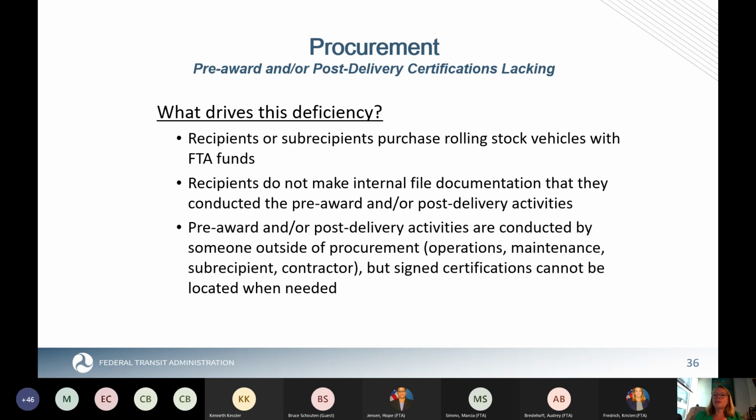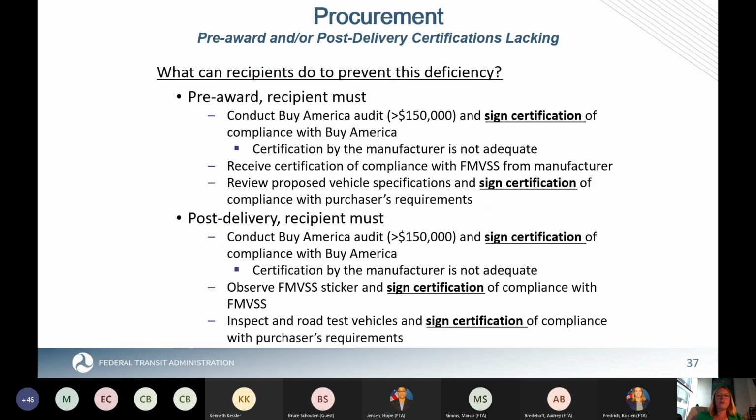Pre-award, the procurement office is still usually very close to the procurement, and so the pre-award certifications typically are easier to find. Post-delivery, when the vehicles are delivered to your agency, quite often that's someone in operations or maintenance or someone at one of the garages that's actually doing that audit and certification, and either they didn't do the certification or the paper just hasn't gotten its way back to the procurement office or in any filing system that can be located. So what can you do to prevent this deficiency?